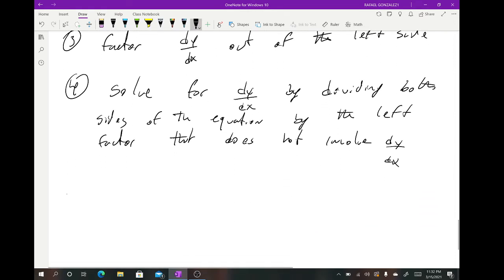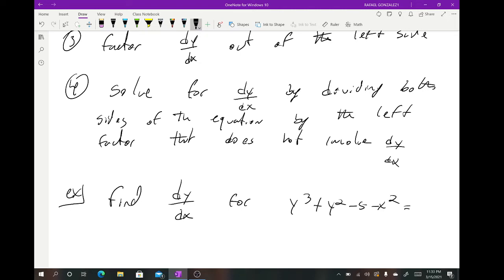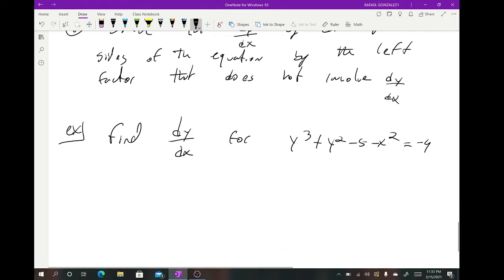Okay, what do I mean by this? So let's see this again in action. So let's say somebody in the training tells you to find dy dx for the following: y cubed plus y squared minus 5y minus x squared equals -4. All right, so what is the first step?